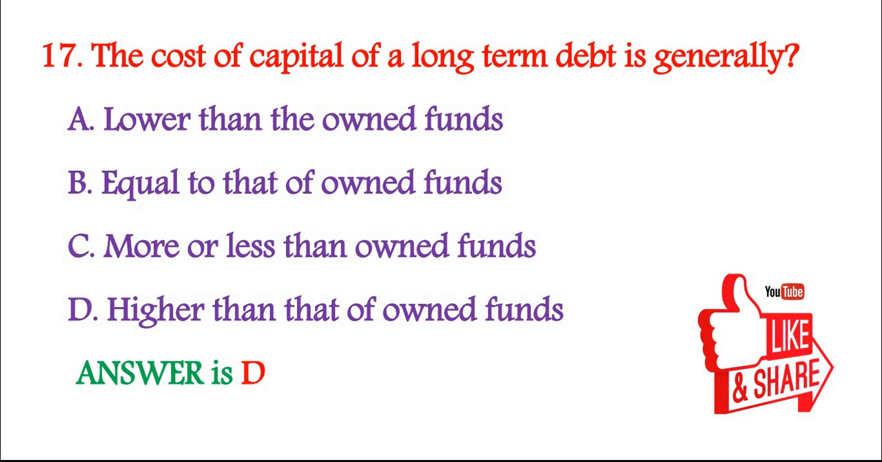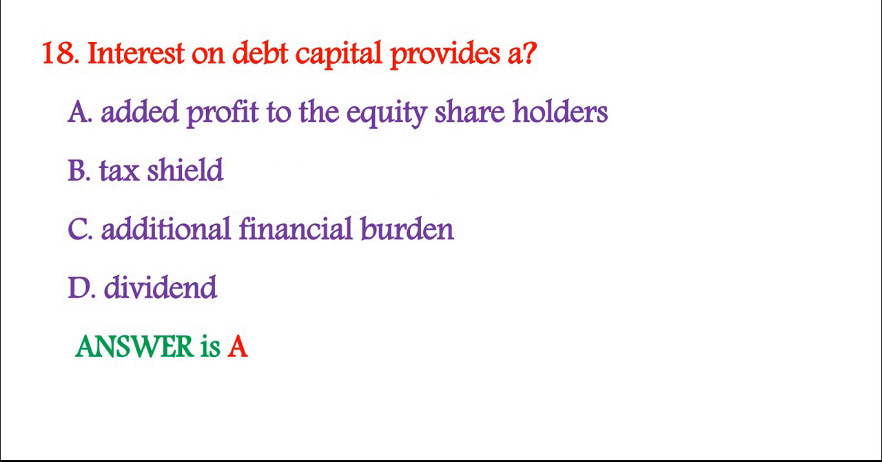17. The cost of capital of a long-term debt is generally: A. Lower than the owned funds, B. Equal to that of owned funds, C. More or less than owned funds, D. Higher than that of owned funds. Answer is D. 18. Interest on debt capital provides: A. Added profit to the equity shareholders, B. Tax shield, C. Additional financial burden, D. Dividend. Answer is A.